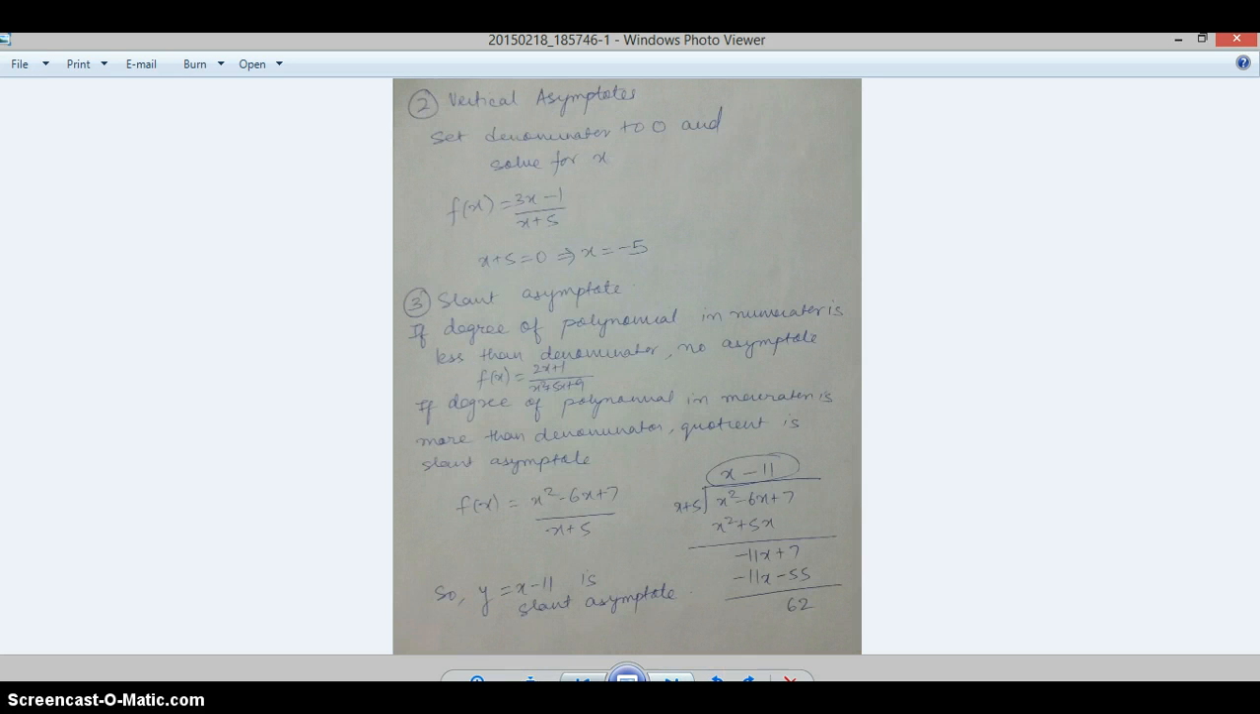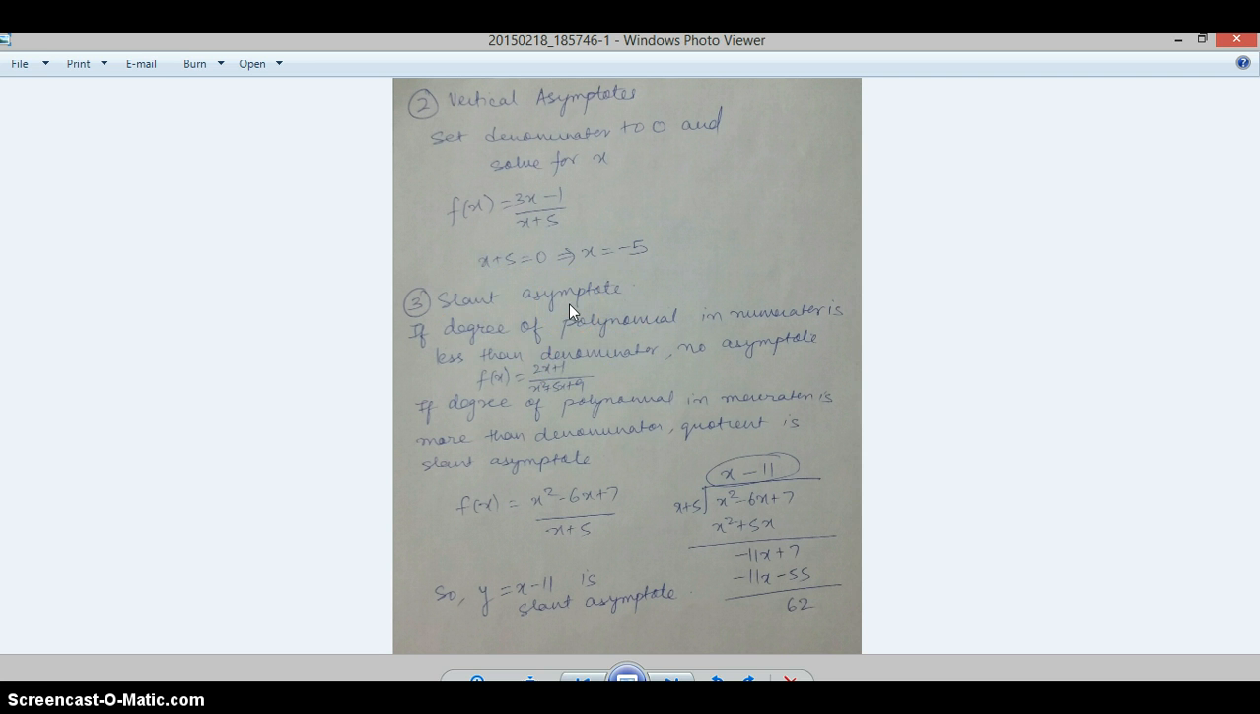Now let's have a look at vertical asymptotes. To find a vertical asymptote, just equate the denominator to 0. An example is f(x) equals 3x minus 1 over x plus 5. Equate this denominator to 0 and x equal to minus 5 would be a vertical asymptote. That's it. Then there is a third type, the slant asymptote.